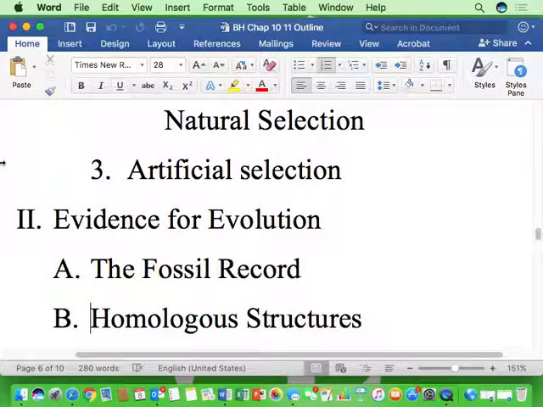All right, homologous structures. Homologous structures are structures that are similar in different organisms and may or may not have the same function.